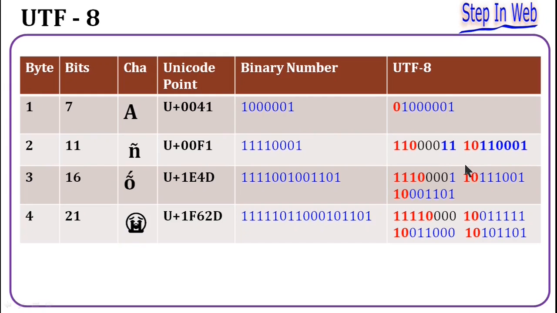In the 2 bytes, the first byte will start with 110. This means it is a 2-byte code. Then after that, it will write your binary number, and the second byte will start with 10. This also tells that this is UTF code, and it has a 2-byte system. In the same way for 3 bytes and 4 bytes also, the starting digits indicate the UTF-8 code format.